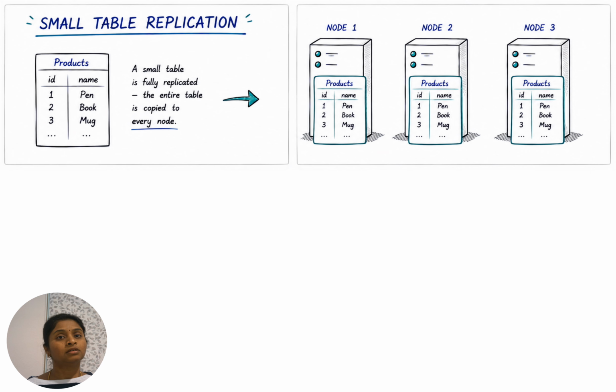Why? Because when a query joins against products, every node already has the whole table sitting right there. So there is no shuffling data across the network to line up the join. It runs locally and it runs fast. That's the real reason you replicate small dimension tables.